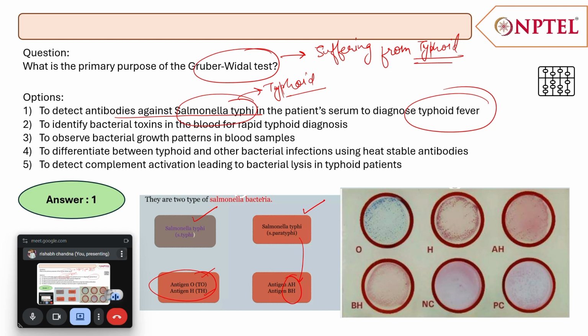Okay, so now how does this basic experiment happen? We have purified Salmonella typhi and Salmonella paratyphi antigens that we keep on a plate, and then on this plate we add the serum from the patients.